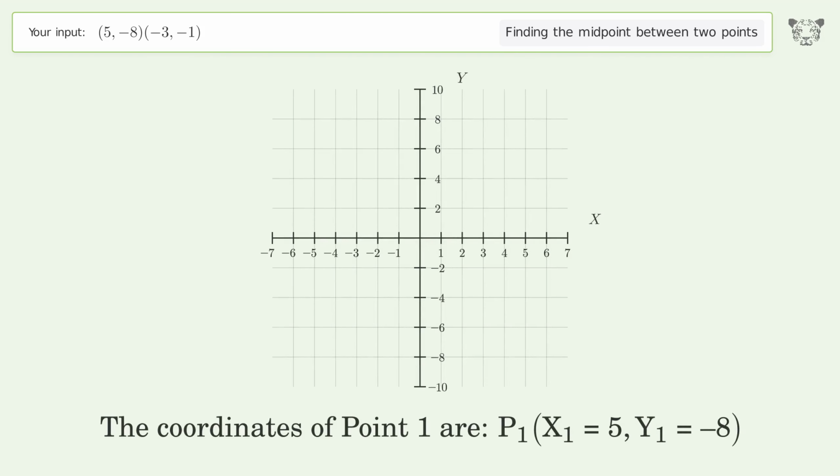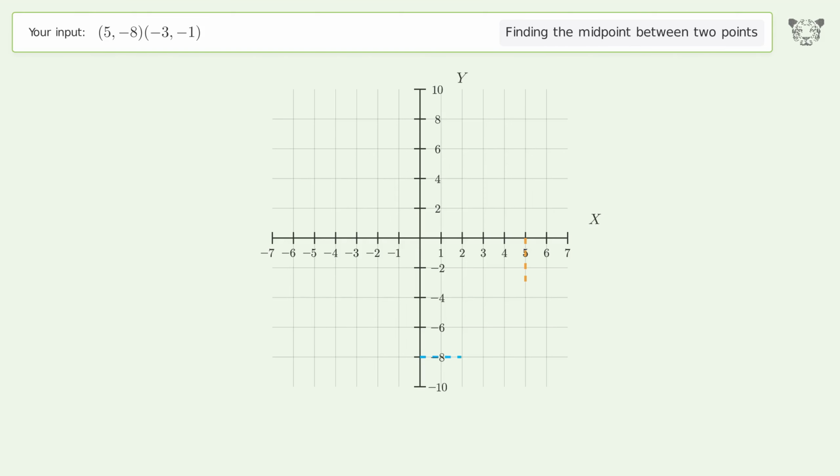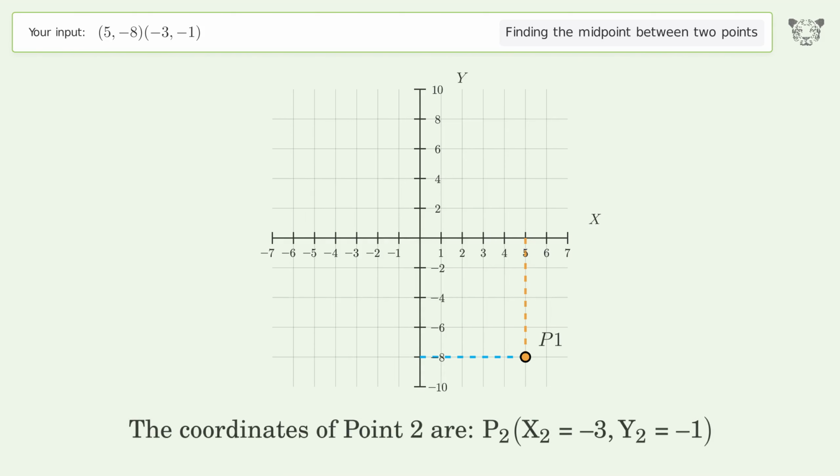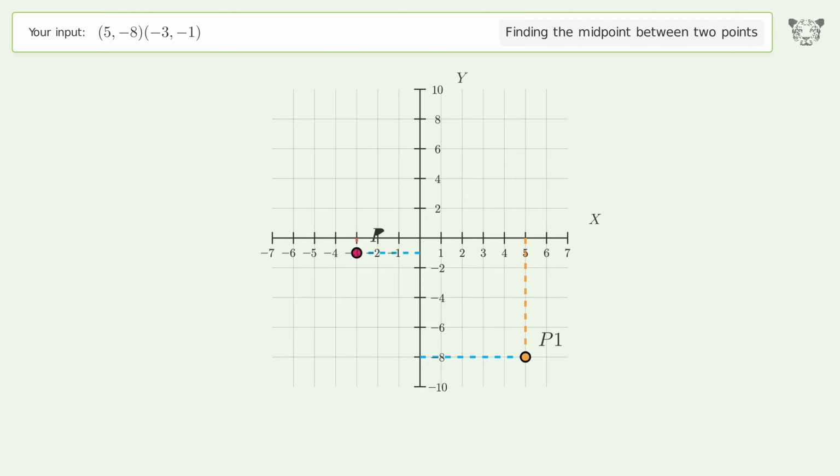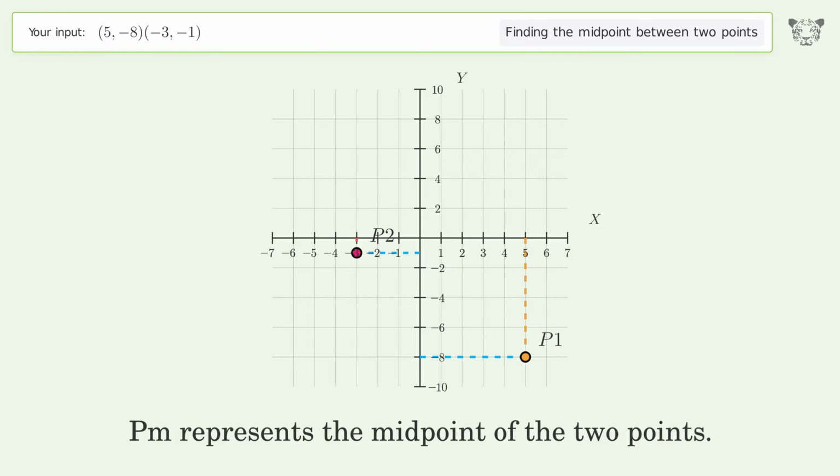The coordinates of point 1 are, x1 equals 5, y1 equals -8. The coordinates of point 2 are, x2 equals -3, y2 equals -1. PM represents the midpoint of the 2 points.